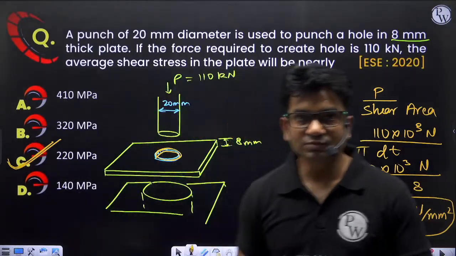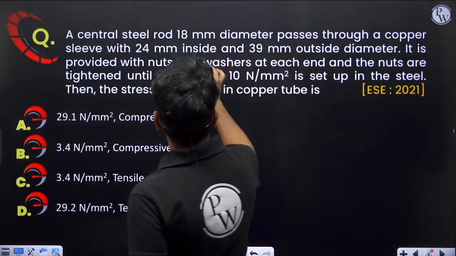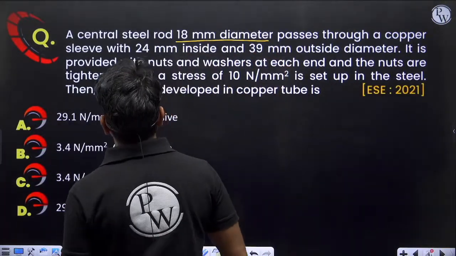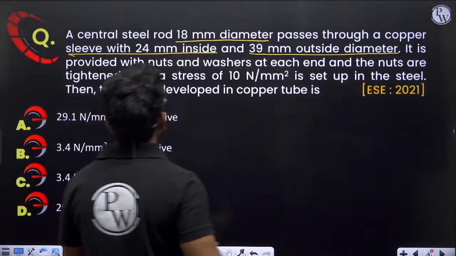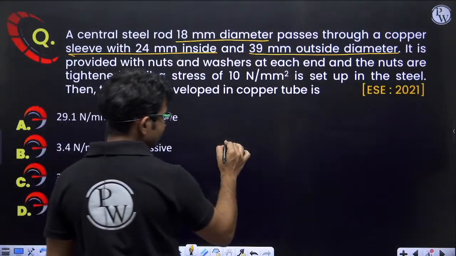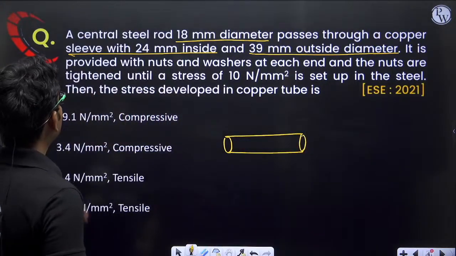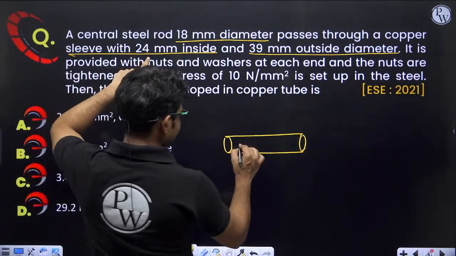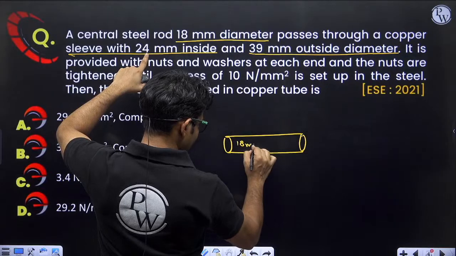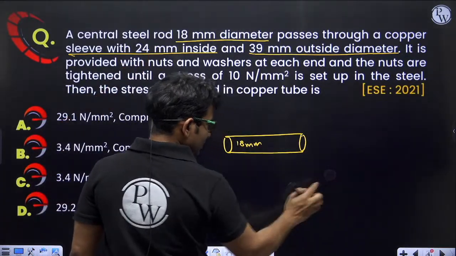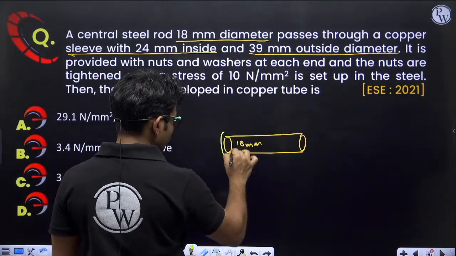Okay, let's move on to next question. A central steel rod 18 mm diameter passes through a copper sleeve with 24 mm inside and 39 mm outside diameter. So there is a central steel rod like this, with diameter 18 mm, and outside this steel rod is a copper sleeve.